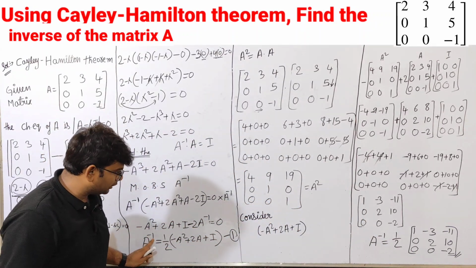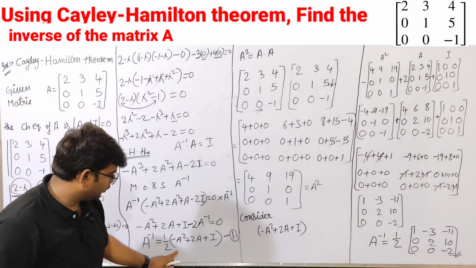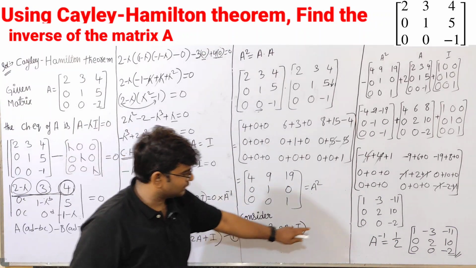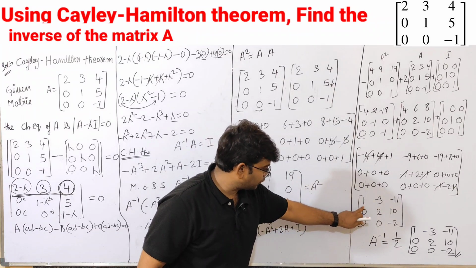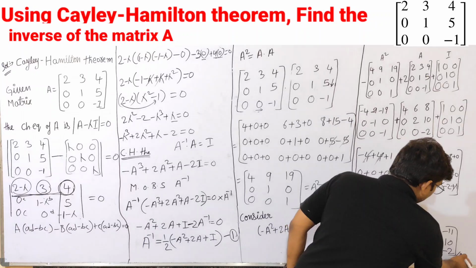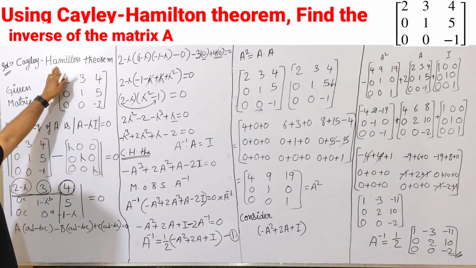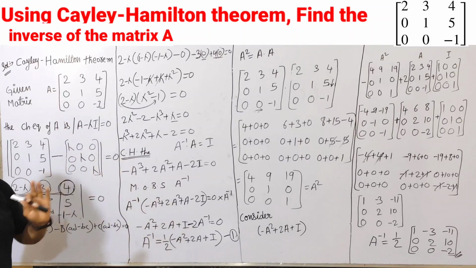So A inverse is equal to half, C is equal to half, and this value is this. So we substitute this value in this, I got this value. So this is the A inverse. By using the Cayley-Hamilton theorem, we find the A inverse.